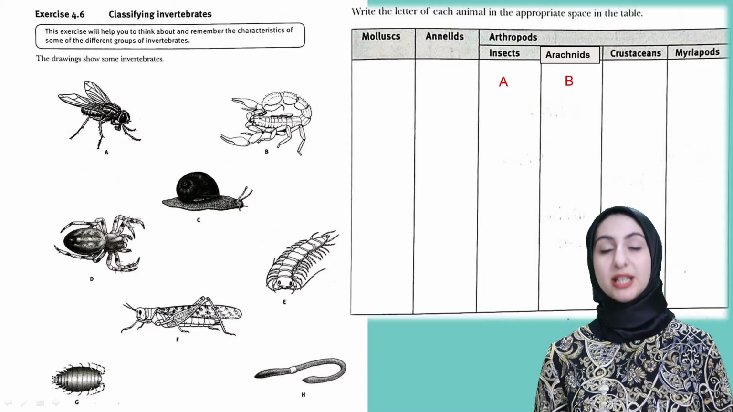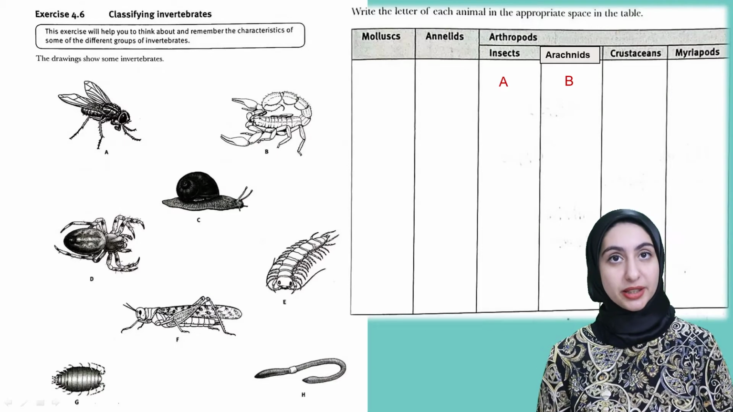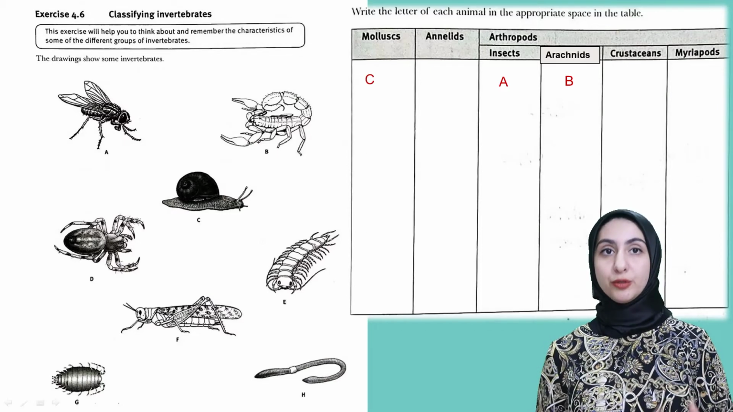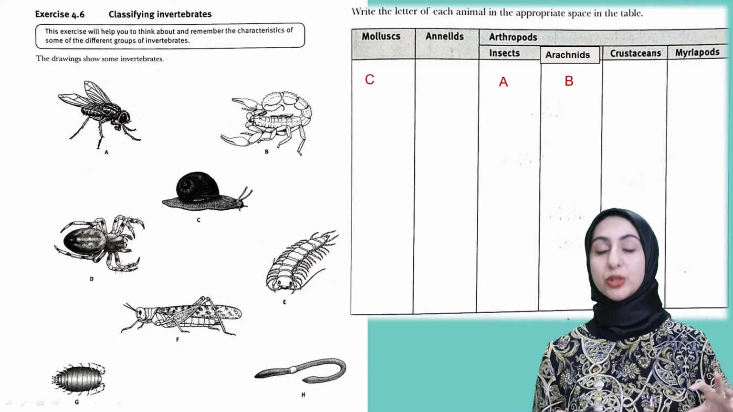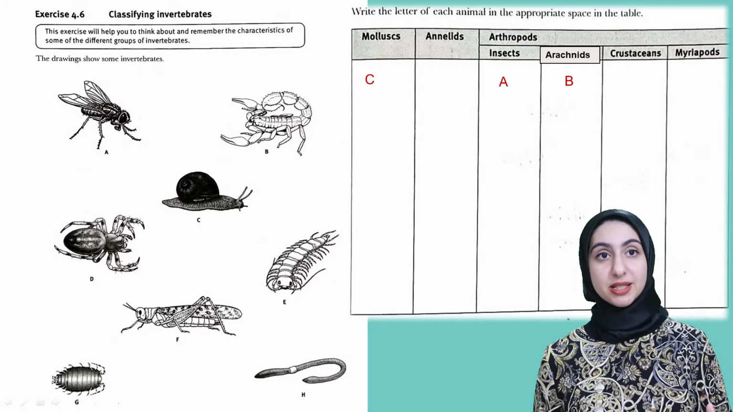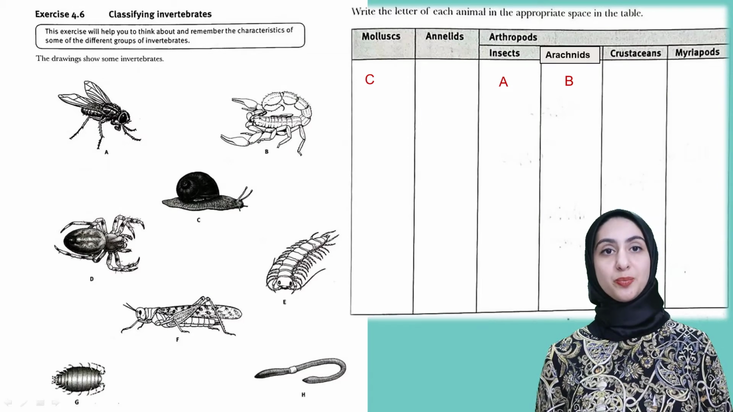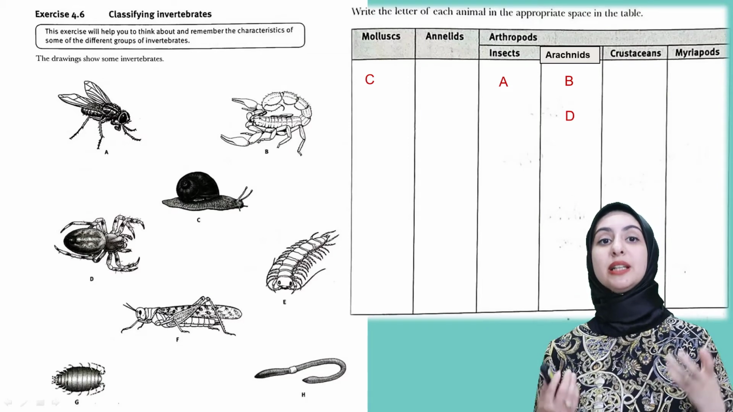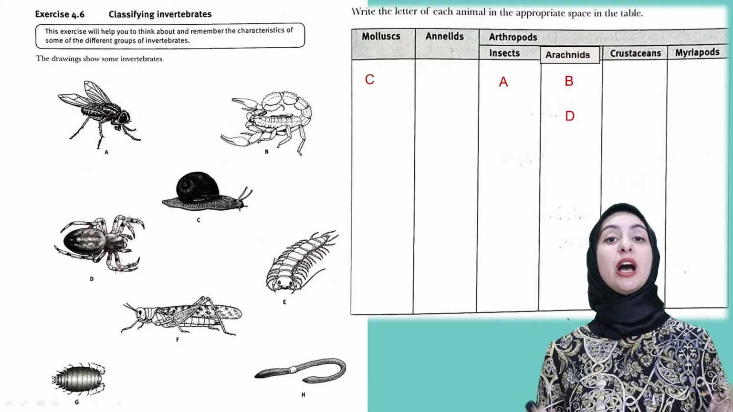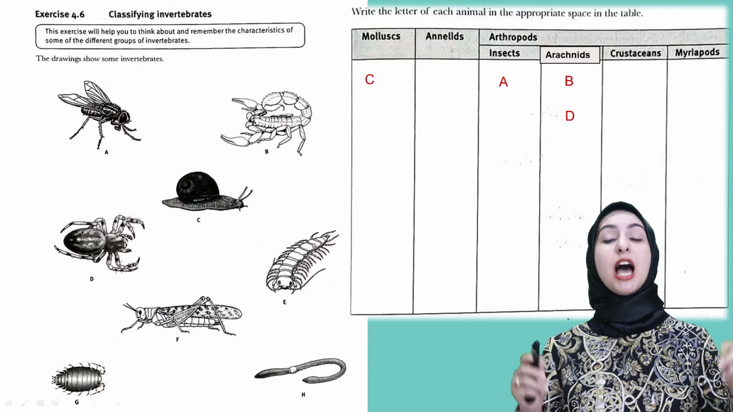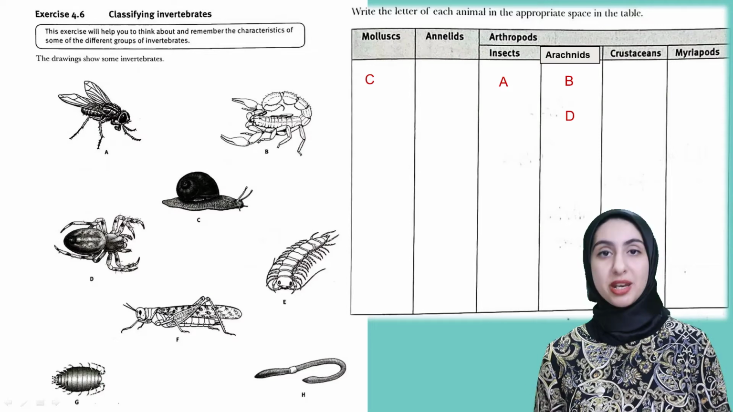For invertebrate C, there is a muscular foot and also there is a shell, so it is classified as molluscs. For invertebrate D, we can see 4 legs on each side, which means 8 jointed legs. There are no antennae, so it is classified as arachnids. For invertebrate E, we can see many legs on each side, so we have many pairs of jointed legs, and also there is 1 pair of antennae, so it is classified as myriapods.